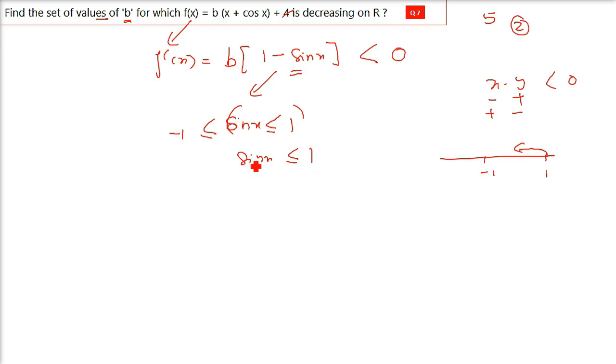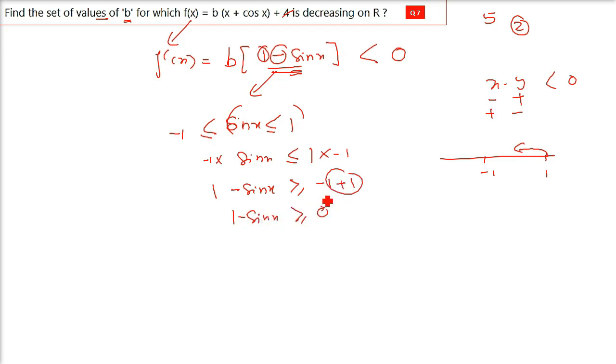minus sin x actually. So let us multiply both sides by -1. When you multiply by a negative on both sides of the inequality, you know already that the inequality sign is going to change. So I've changed the inequality sign. Now minus sin x is greater than or equal to -1. Now add 1 to both sides. 1 minus sin x is greater than or equal to 0.